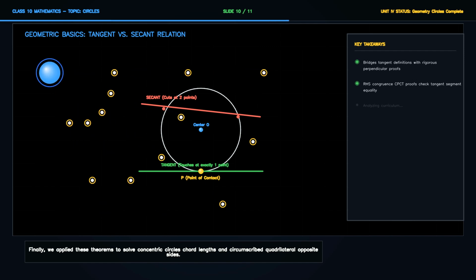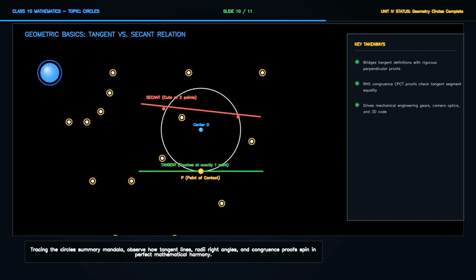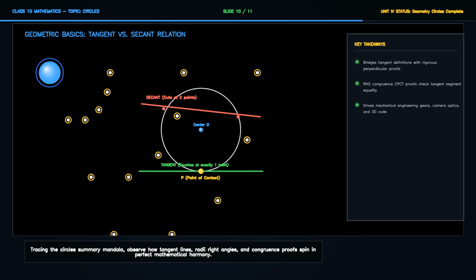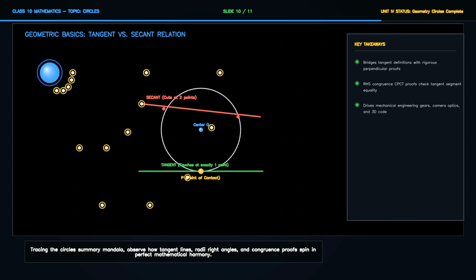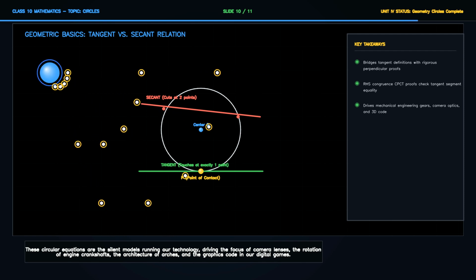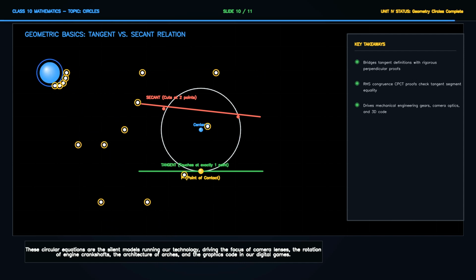Tracing the circle's summary mandala, observe how tangent lines, radii right angles, and congruence proof spin in perfect mathematical harmony. These circular equations are the silent models running our technology, driving the focus of camera lenses, the rotation of engine crankshafts, the architecture of arches, and the graphics code in our digital games.